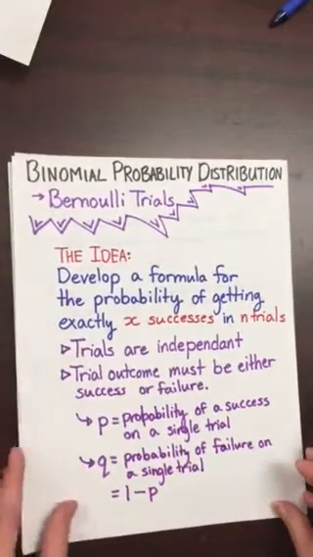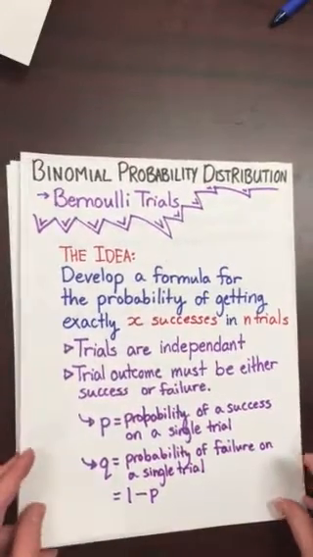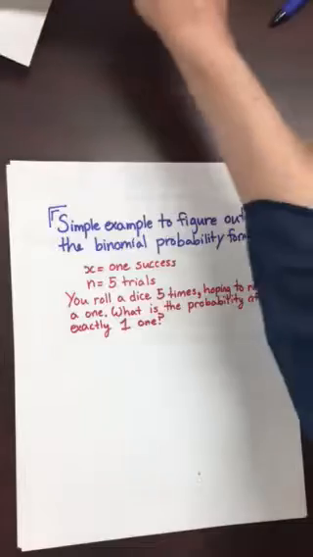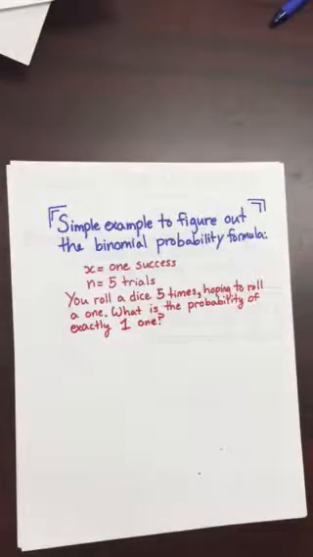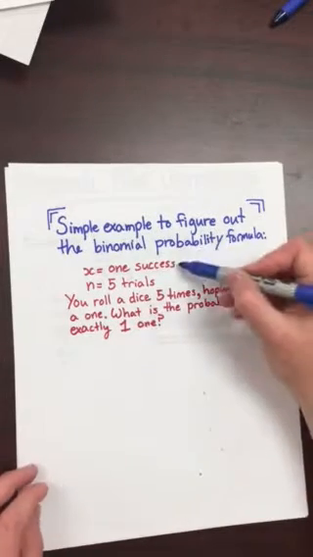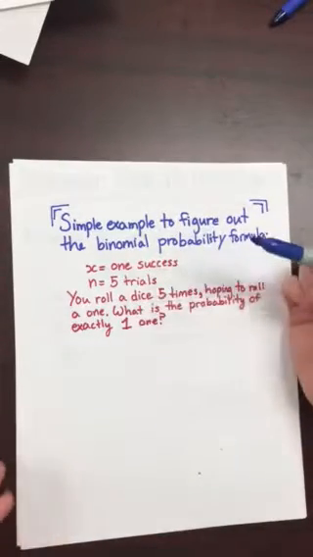All right, now figuring out this formula is pretty tricky. So how I thought we'd try this is with a simple example. We'll use this example to develop our equation, and then we'll use it for more interesting things after that. So here's our simple example. We only need one success, so that's why I've defined x as 1. We're going to have n be 5 trials.